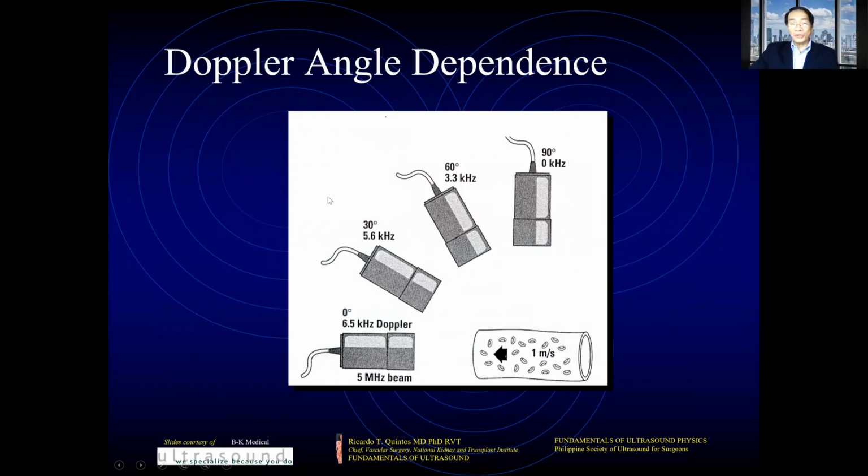Okay, this slide just shows you the Doppler angle dependence. So ideally, we want this angle parallel to the direction of flow. But since we cannot do that, we want it at 60 degrees as a maximum acceptable. Any more than that, going at 90 degrees, is unacceptable because you will not be able to really see accurately the velocity as the red blood cells move away from or towards the transducer.